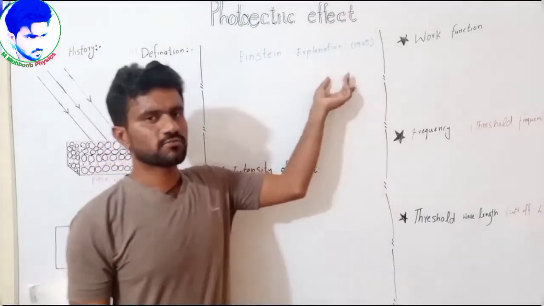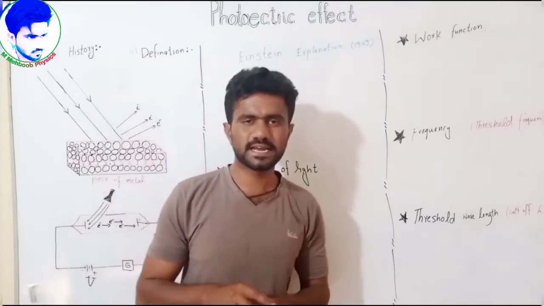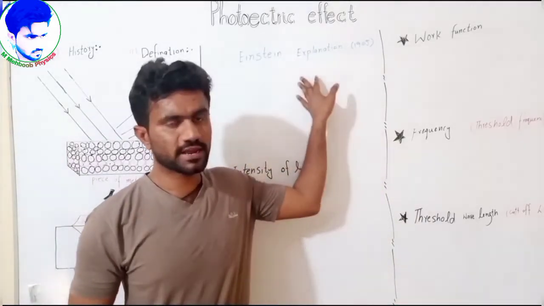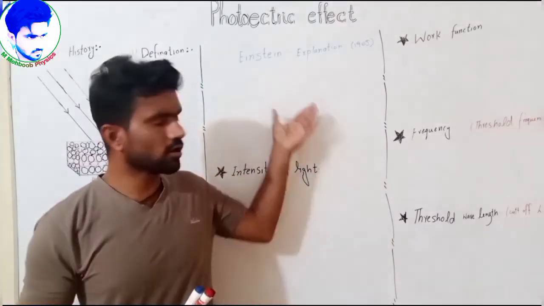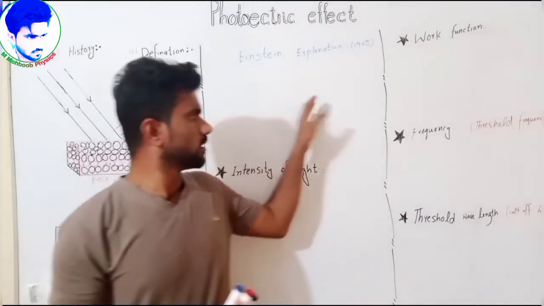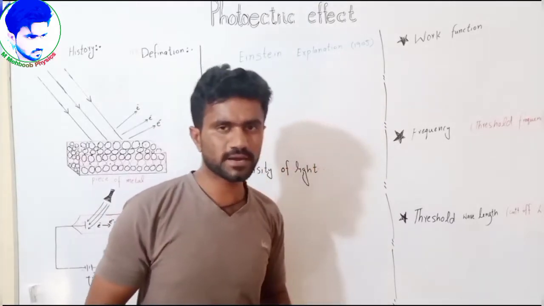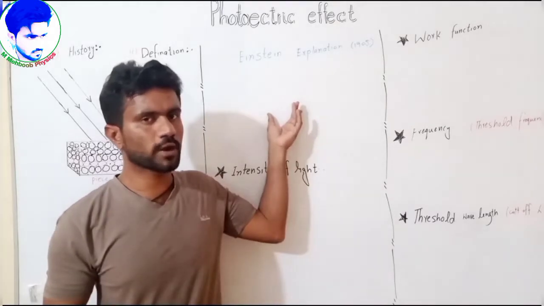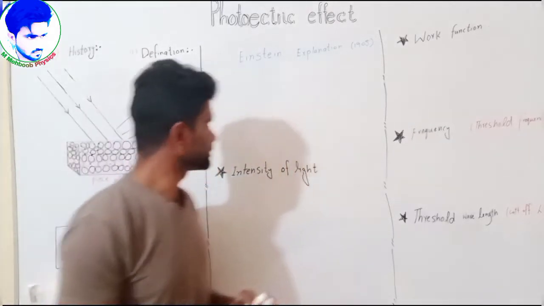So in 1905, Einstein explained the phenomenon of the photoelectric effect. Basically, it was a prediction given by Einstein, and it took 10 years for its experimental proof. In 1916, or maybe 15, Millikan proved this by finding the experimental value of Planck's constant, and it was correct within 0.5% experimental error.